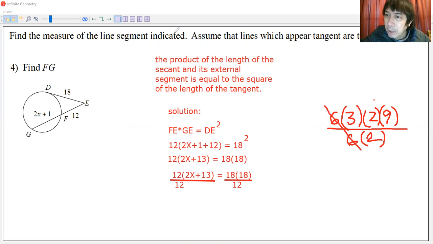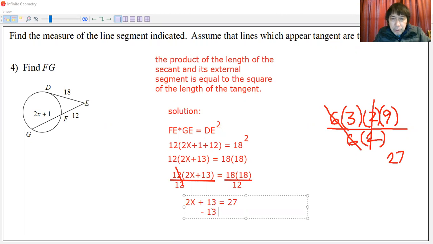6 and 6 cancel out, 2 and 2 cancel out. Remaining numbers are 3 and 9, which provides us 27. So we know the right side of the equation is just 27. And so this cancels out, and we have 2x plus 13. This is now 2x plus 13 is equal to 27. We continue by subtraction property, minus 13 and minus 13. We have 2x equal to 27 minus 13, which looks like 14.